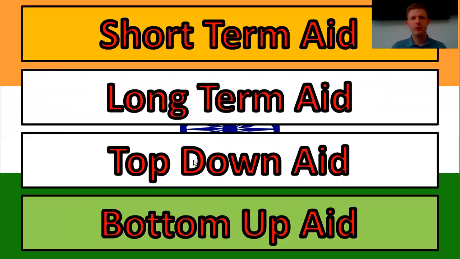Next, top-down aid. This is where money is given to the government or charities and they decide where in the country they spend that money. Bottom-up aid is the opposite. You give the money to local people and local charities and they decide where the money is spent.